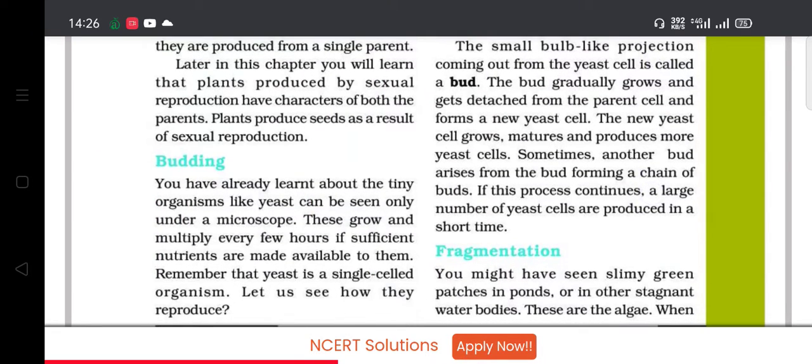Children, we have learned that tiny organisms like yeast can be seen only under a microscope. Actually, these microorganisms can grow and multiply every few hours, if sufficient nutrients are made available to them. That is why it is a single-celled organism. Let us see how they reproduce.